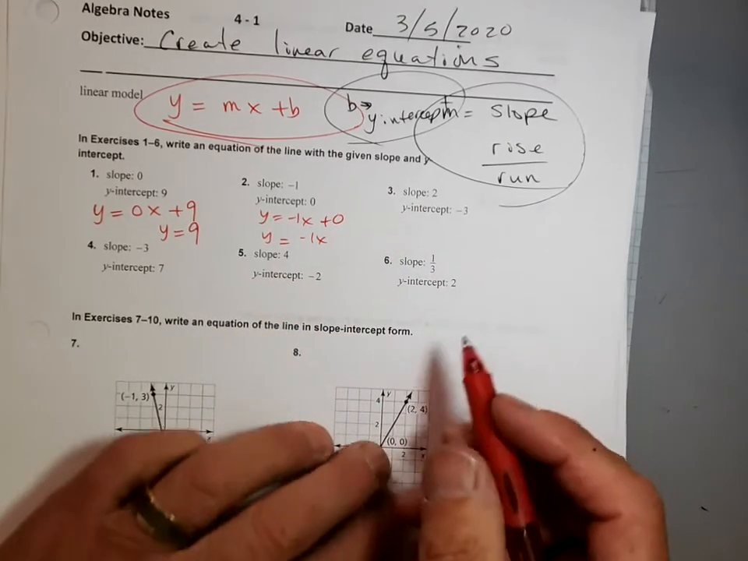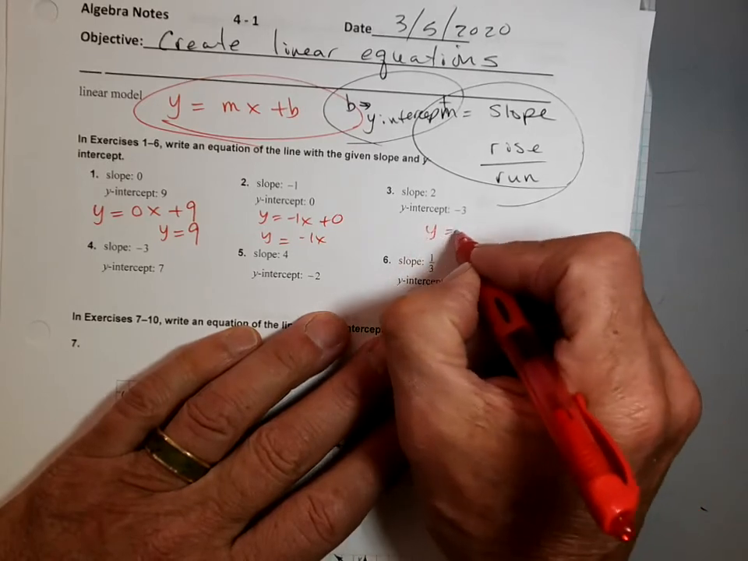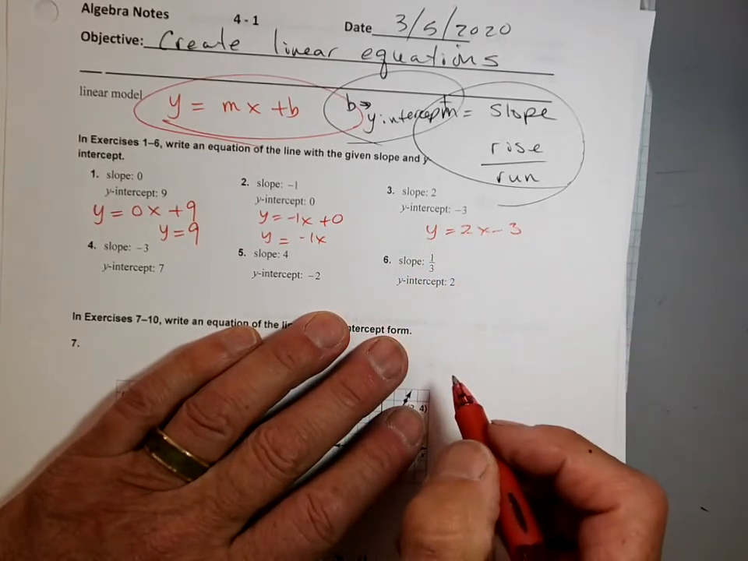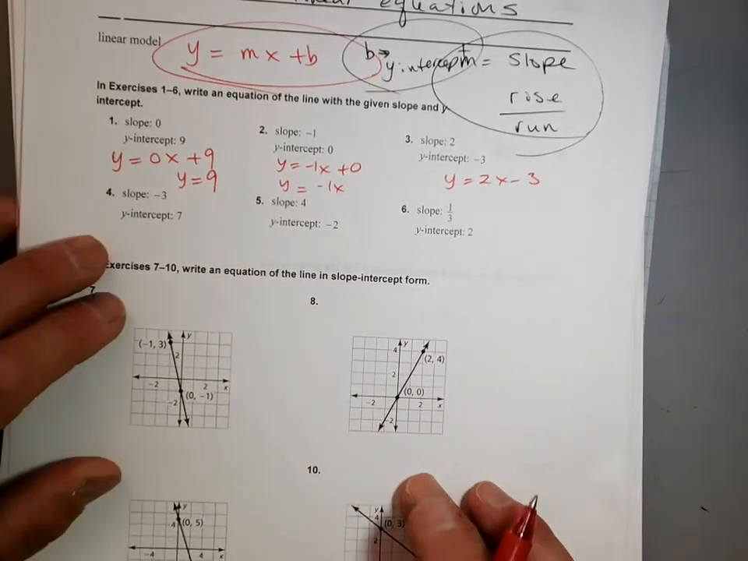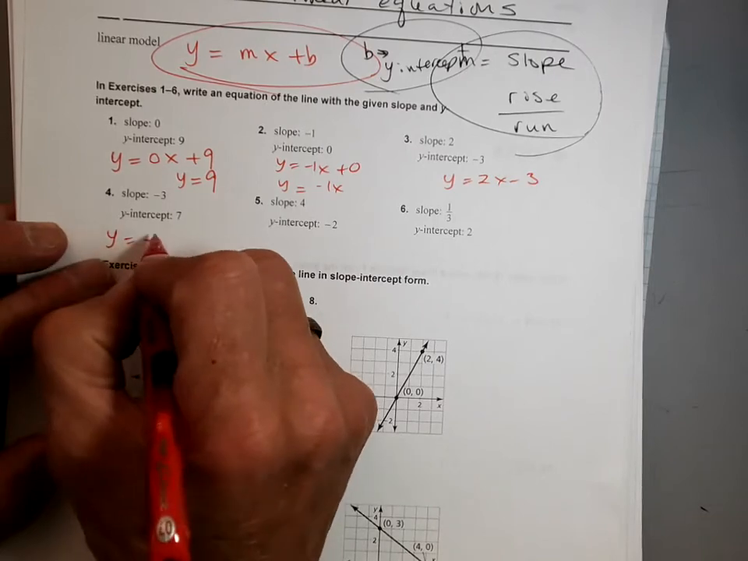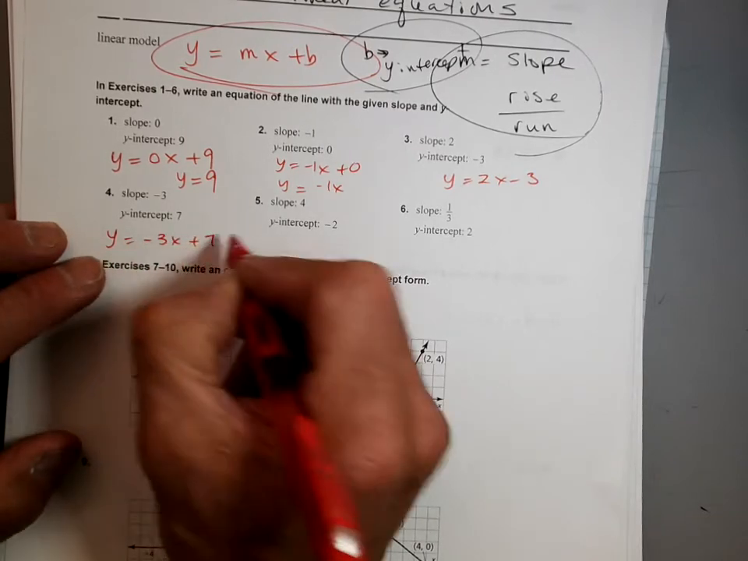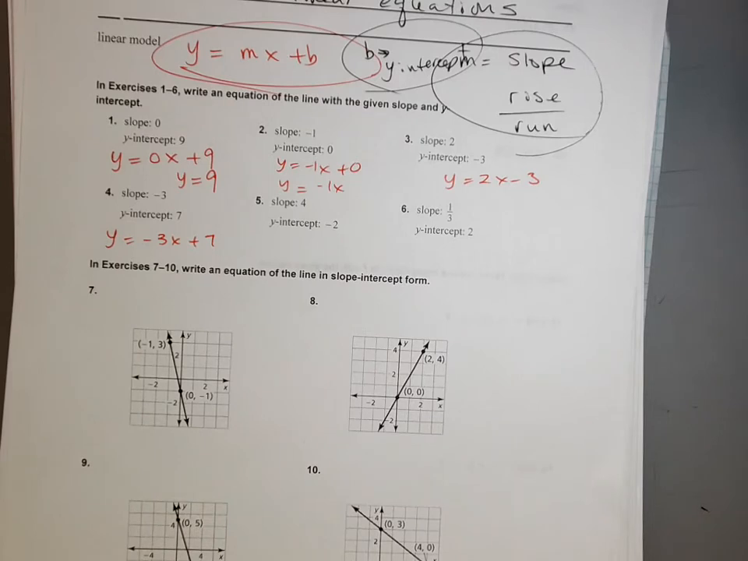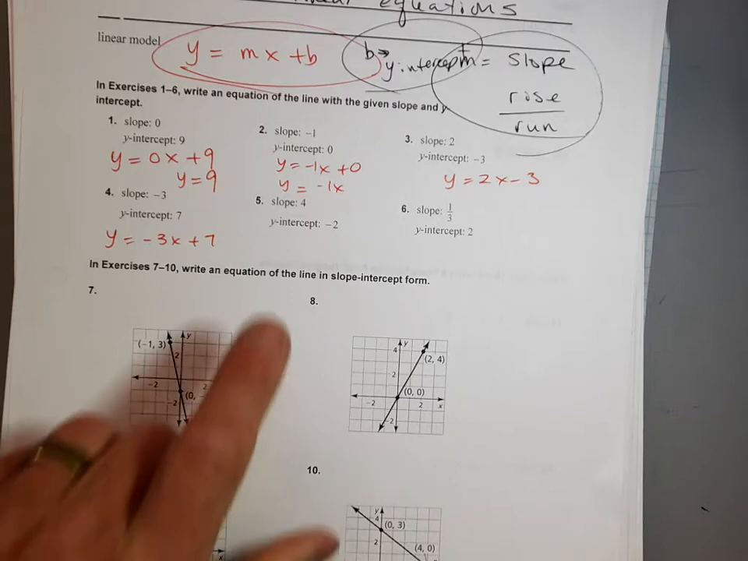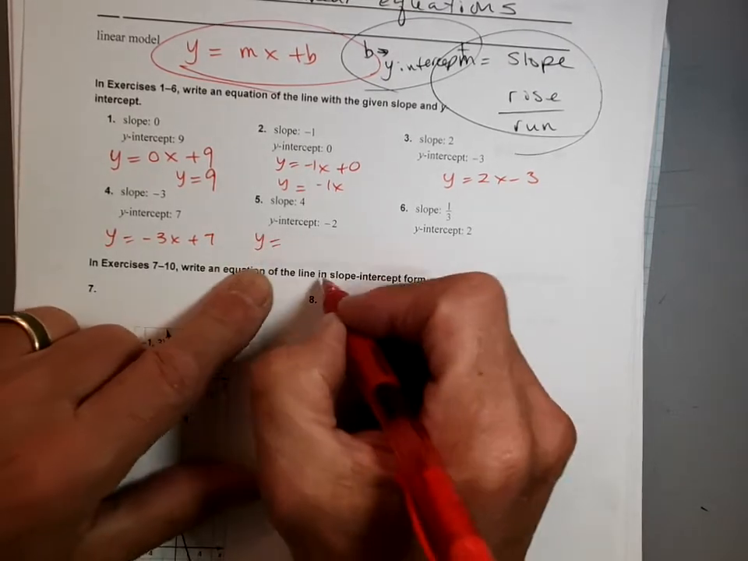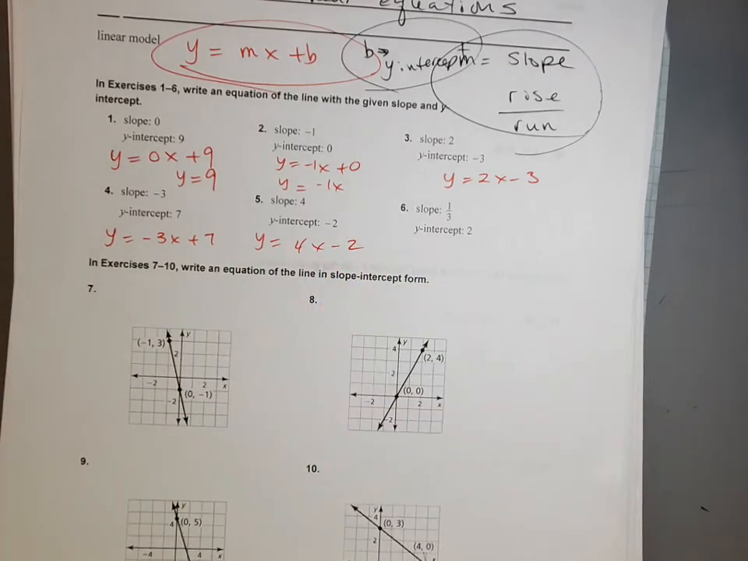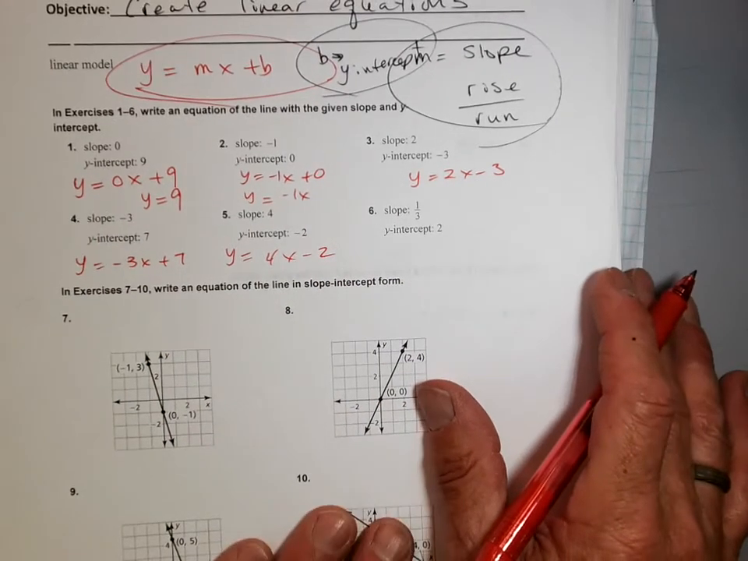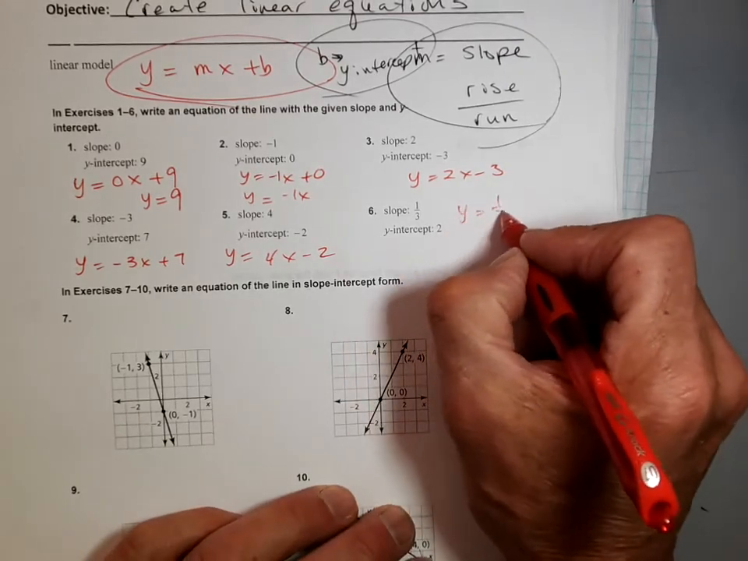Okay. How about number 3? What's the answer to number 3? Y equals 2x minus 3. It's that easy, right? Isn't this easy? Yep. Okay. Number 4. What's the answer? Y equals negative 0 plus 7. Oh, good. Okay. No, you were right. Okay. Easy. Yes. How about number 5? What's the answer? Y equals 4x minus 2. Perfect. Yeah. 6. Y equals 1/3 x plus 2.